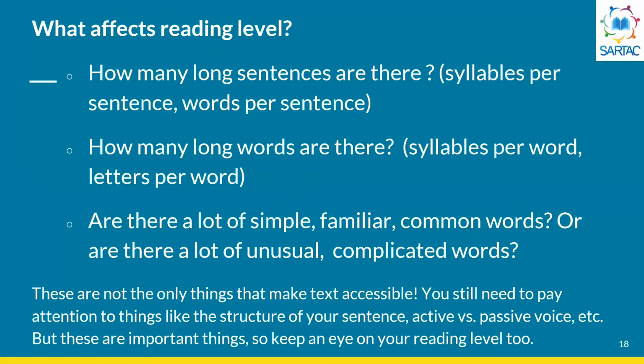I'm going to wrap up here by saying that the things that affect a reading level are how many long sentences there are, how many syllables there are in a sentence, and how many words you have in a sentence. Like Max before was talking about, it's really good to aim for having 15 or fewer words in your sentence. Also, how long your words are. You want to look for words that have 3 syllables or less.